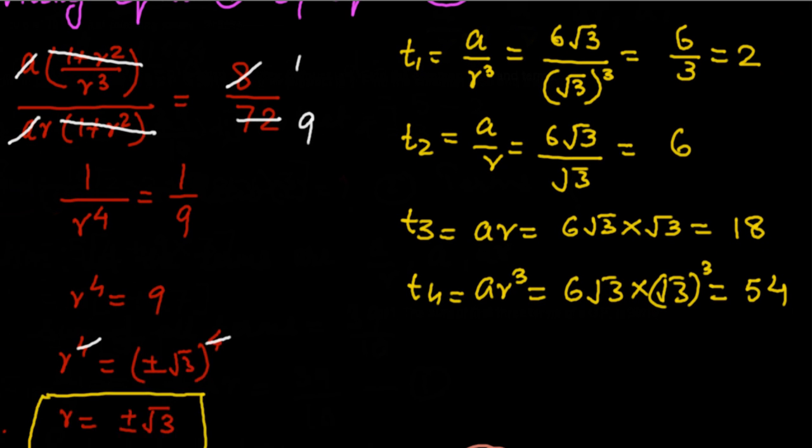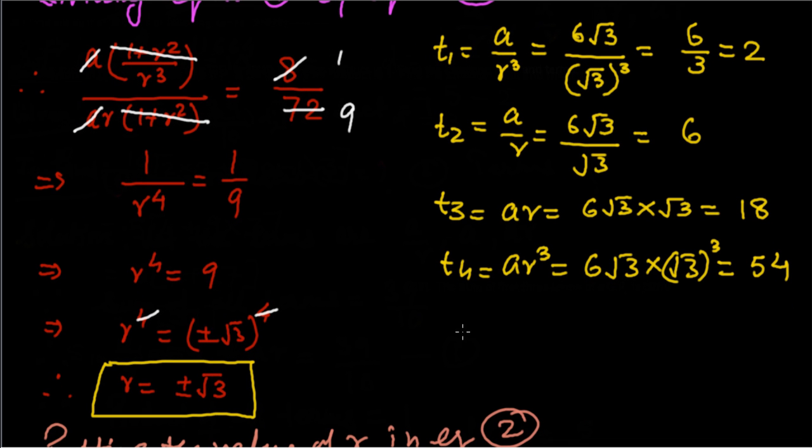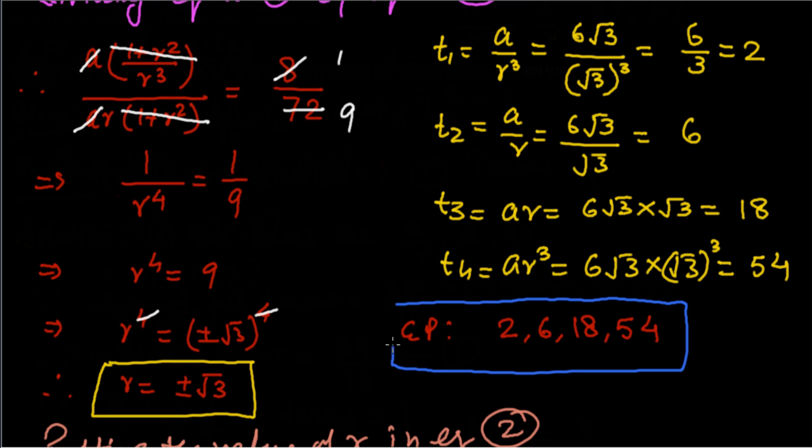So we have got the answer. The GP would be 2, 6, 18 and 54. This would be the answer of this problem, and in this way we can easily solve problems relating to an even number of terms given in a geometric progression.